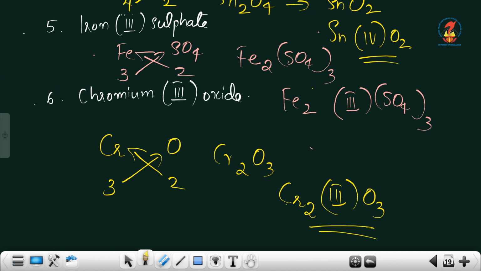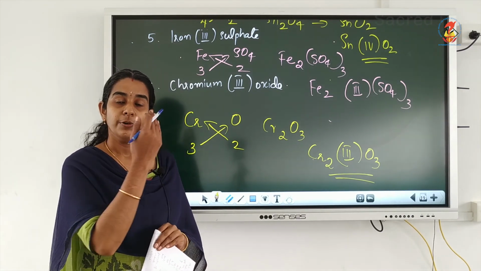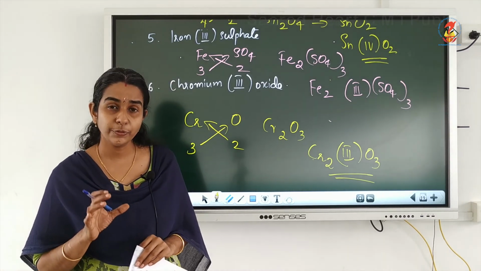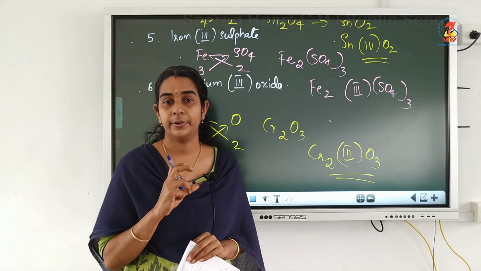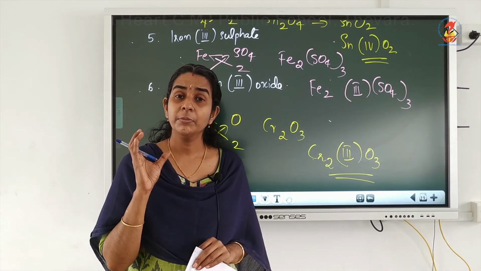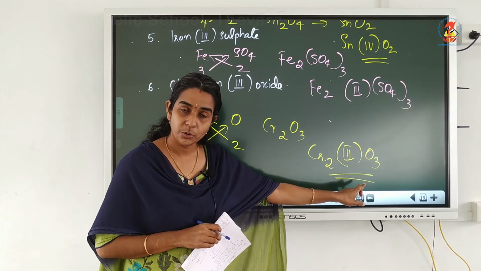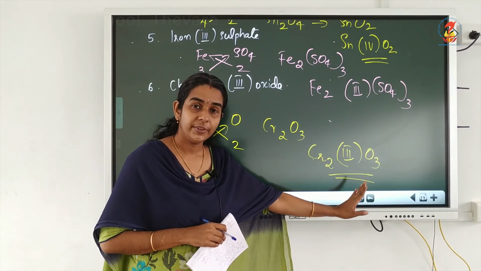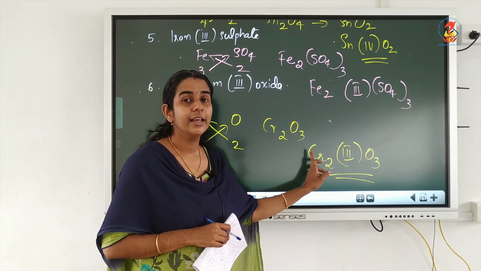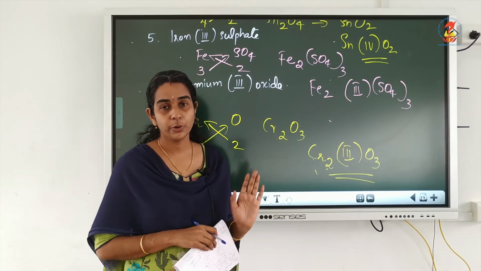So this is about how to write the Stock notation of different compounds. From the Roman numeral written inside the single brackets, we can identify the oxidation state of the metal ion or metal atom. Only remember, we are writing the molecular formula itself. If it is Cr2O3, we are writing Cr2O3 only. Same formula only we are writing. The only thing is, we need to write the oxidation state of this metal atom inside the single brackets using Roman numerals.